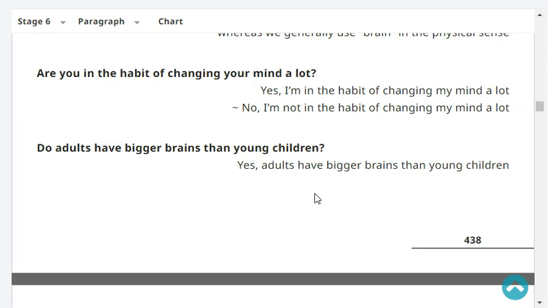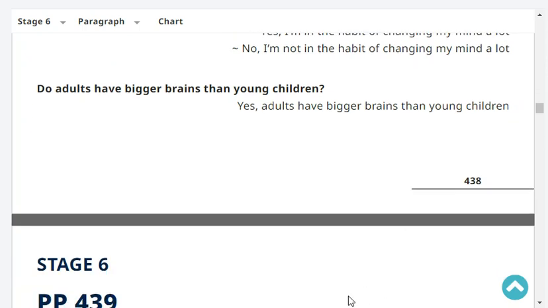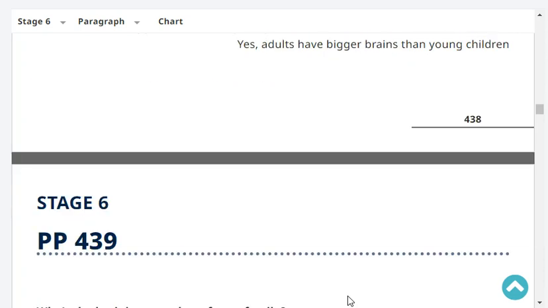Yes, I'm in the habit of changing my mind a lot. Very good. Do adults have bigger brains than young children? Yes, adults have bigger brains than young children. Very good.